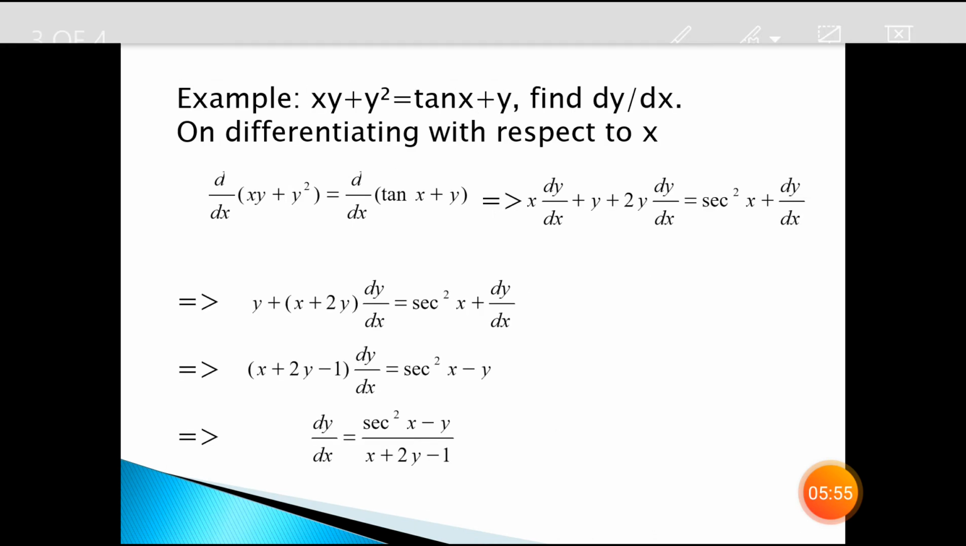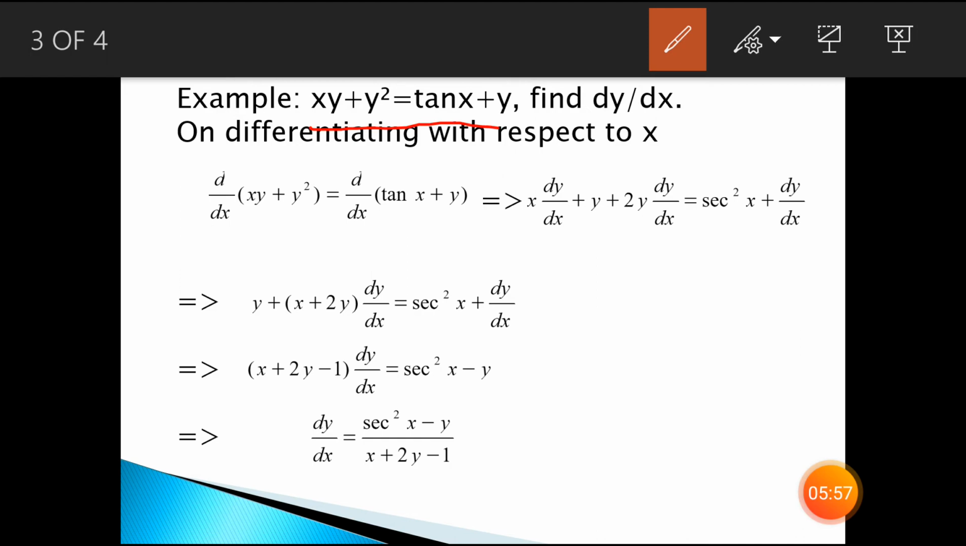This example is xy plus y square equals 10x plus y. Again, this is from NCERT. Find dy upon dx. So with respect to x, as we want to calculate dy upon dx, this will become d over dx of xy plus y square, and this will become d over dx of 10x plus y. Differentiate it. Again, use the product rule for that.